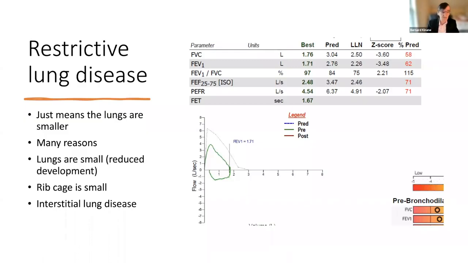Now, another way of getting it, which I have not included here, is that the muscles are weak. So if the muscles are weak, you can't blow out the air. So really, there are many reasons to get obstructive lung disease. The lungs can be small, the cage is small, or there can be something wrong with the lung itself. Now, the lungs can have fibrosis. You can also have muscle weakness that can give it, and we see a lot of this in other muscle syndromes, like, for example, Duchenne's muscular dystrophy.